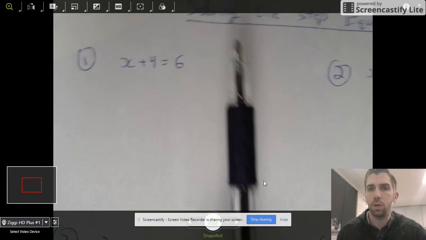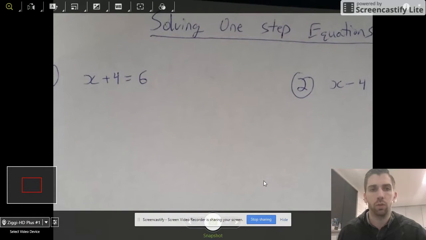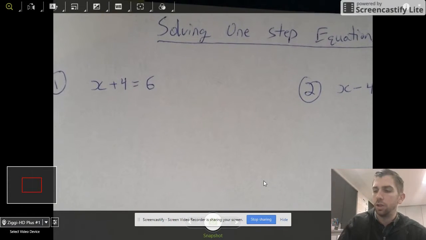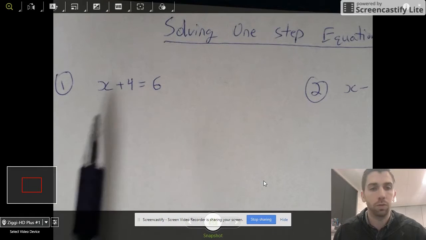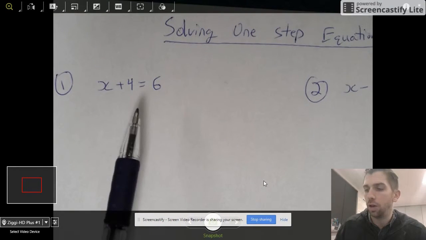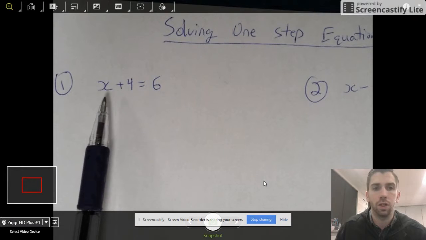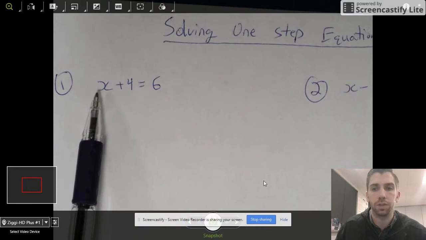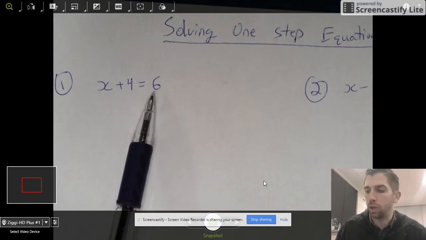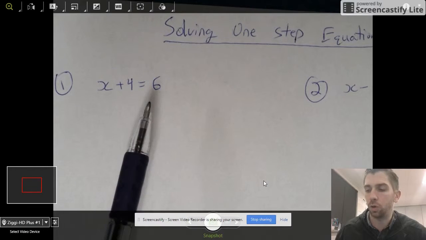Solving one-step equations. So we're going to start with really simple x plus 4 equals 6. I'm sure most of you are thinking right off the top of your head, well, yeah, obviously 2 plus 4 equals 6. But how do you do this algebraically? How do we do this mathematically to show our work?